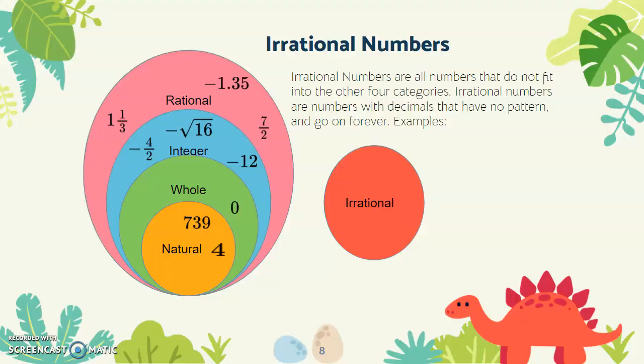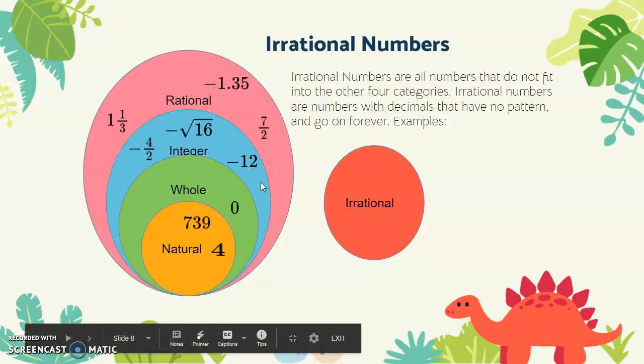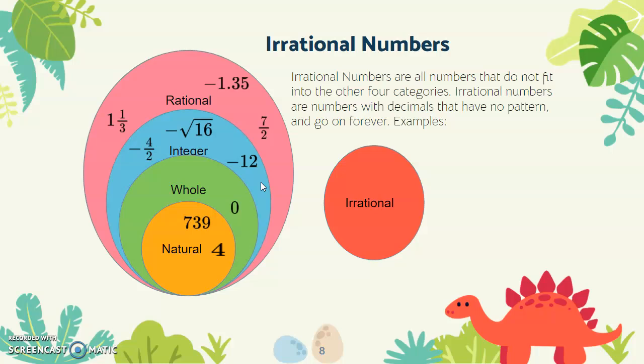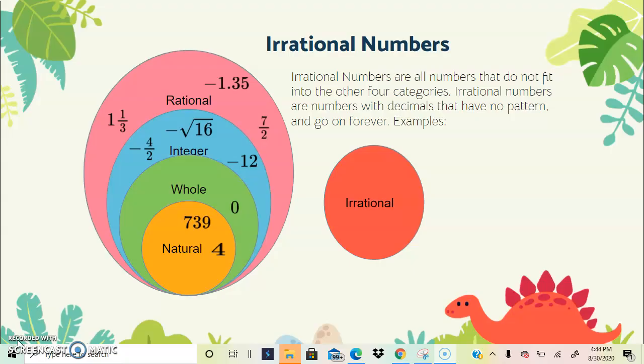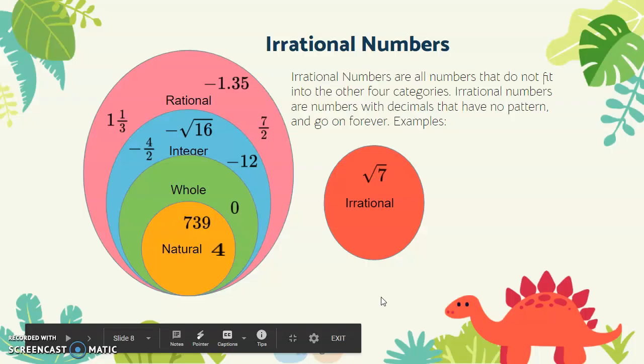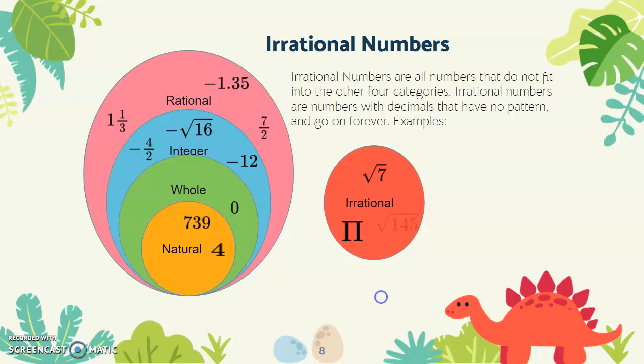We also have what are called irrational numbers. Notice that they are not included in our large circle. Irrational numbers are all the numbers that do not fit into these 4 categories. Irrational numbers are numbers with decimals that have no pattern and go on forever. Our examples could be square root of 7, pi, and square root of 145.